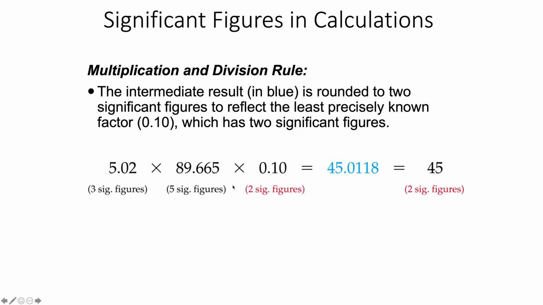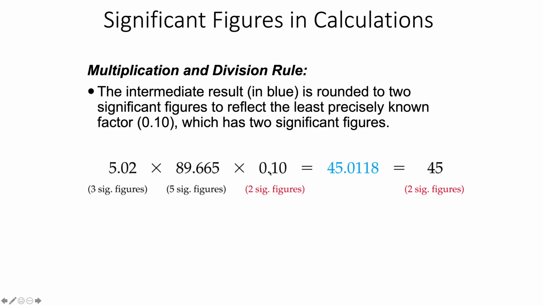So, for example, here this number has 3 sig figs. The 89.665 has 5. 0.10 has 2. Why does it have 2? Remind yourself. This 0, if I cover it up, is it a placeholder? No, it's the same value. Also, it's after a sig fig and after the decimal point.